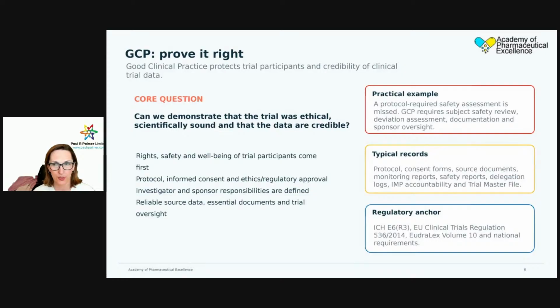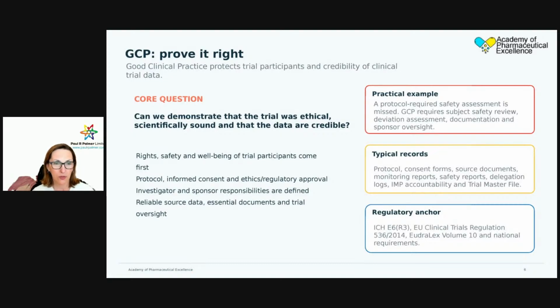And the first duty in GCP is to the people taking part in the trial. Their rights, their safety, and their well-being come first. That means we need to have informed consent. It must be obtained properly, and the trial participation must be voluntary. Safety information must be monitored and reported, and the trial must be reviewed and approved by the appropriate ethics and regulatory bodies. The second duty here is the credibility of the data.